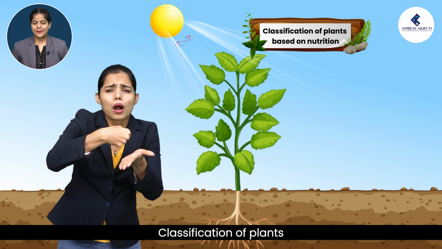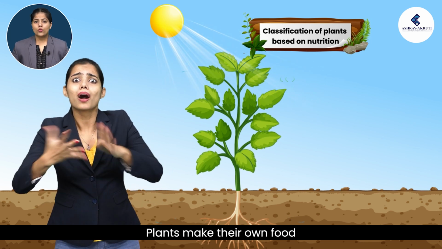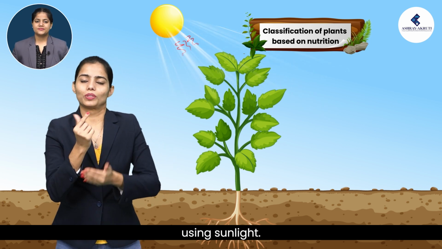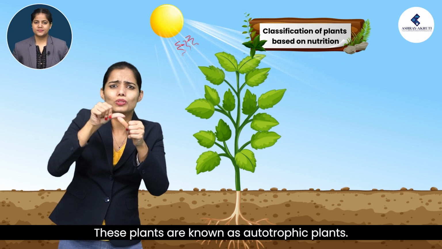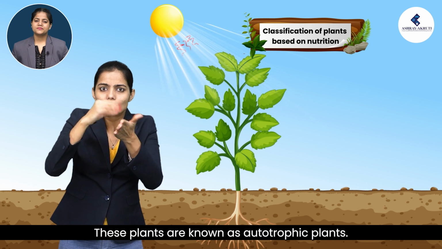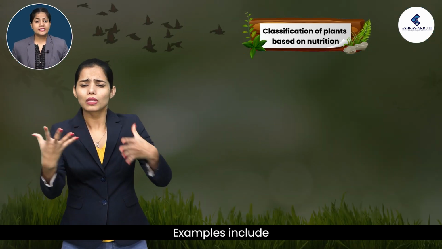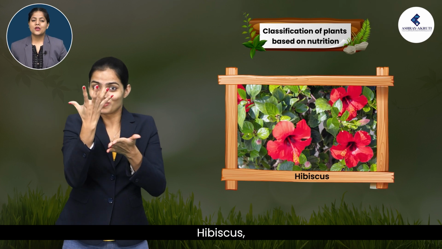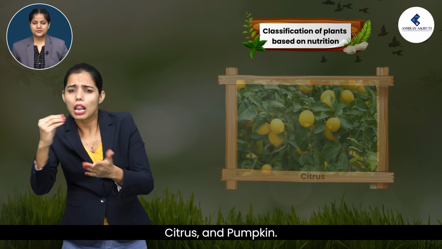Classification of plants based on nutrition. Plants make their own food using sunlight. These plants are known as autotrophic plants. Examples include hibiscus, pomegranate, citrus and pumpkin.